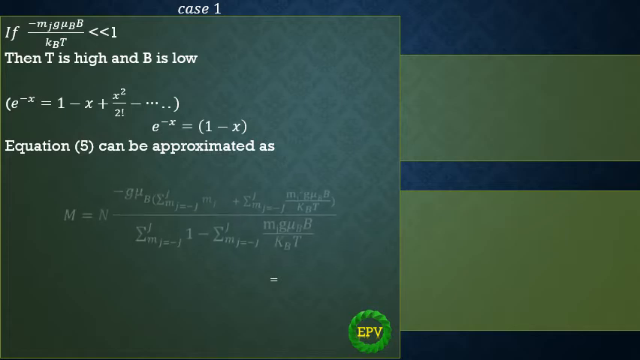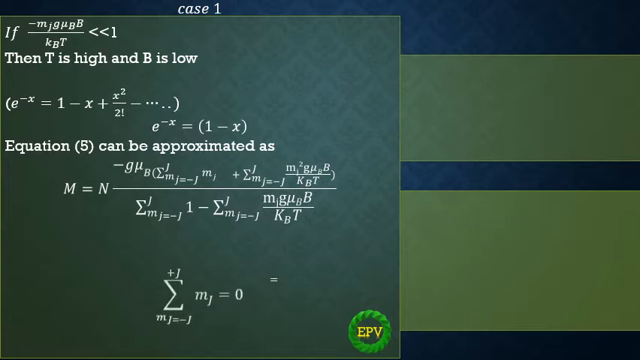Using this result, we can approximate equation 5 as M is equal to N into minus of g mu B, taking outside the summation over mj changing from minus J to plus J, mj plus summation mj square g mu B B by kBT, divided by summation of 1 minus summation of mj g mu B B by kBT. Okay, we know that the summation of mj from minus J to plus J, mj, is equal to 0.